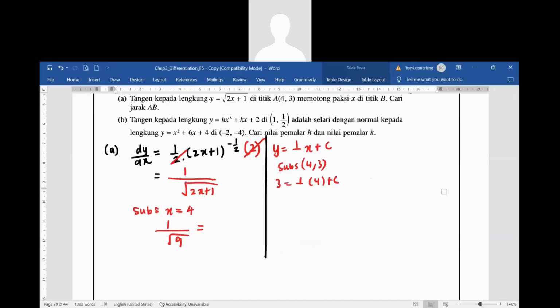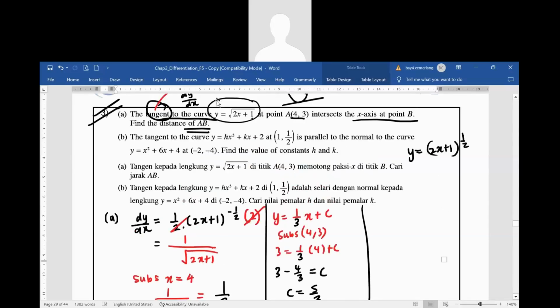So, substitute x equal to 4. 4 times 2 is 8, plus 1 is 9, 1 over square root of 9. So, square root of 9 is 3, so 1 over 3. So, 1 over 3 x plus c. So, 3 is equal to 1 over 3 times 4 plus c. So, 3 minus 4 over 3 is equal to c. So, c is equal to 9 over 3 minus 4 over 3, which is 5 over 3. Therefore, y is equal to 1 over 3 x plus 5 over 3.